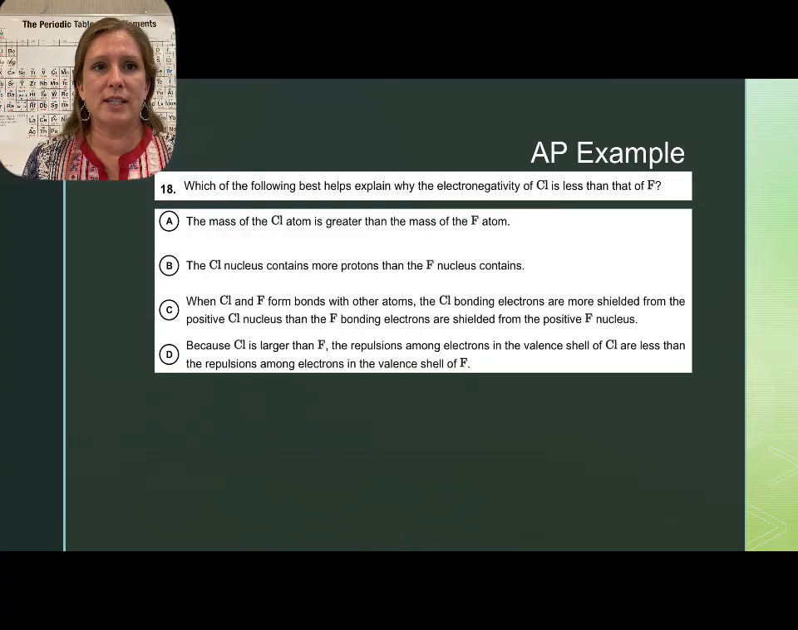So the first question has to do with electronegativity between chlorine and fluorine. So go ahead and take a look at your periodic table, pause the video, and see if you can answer this question.